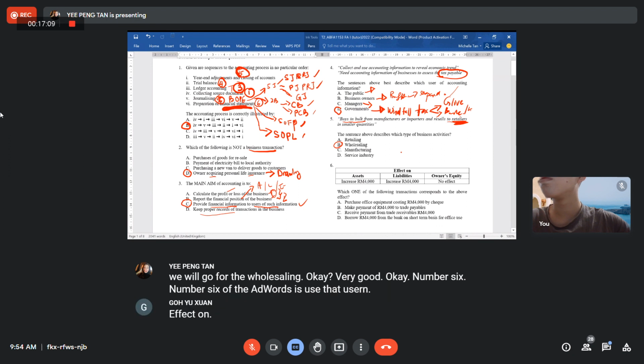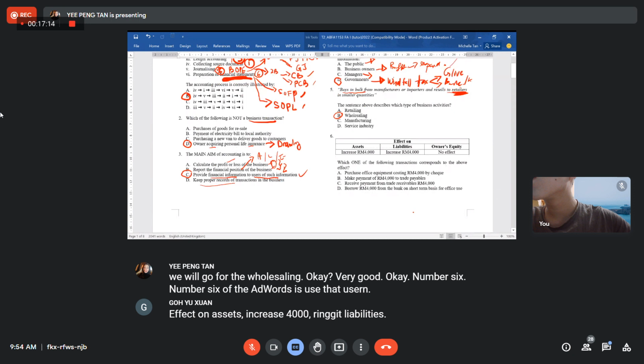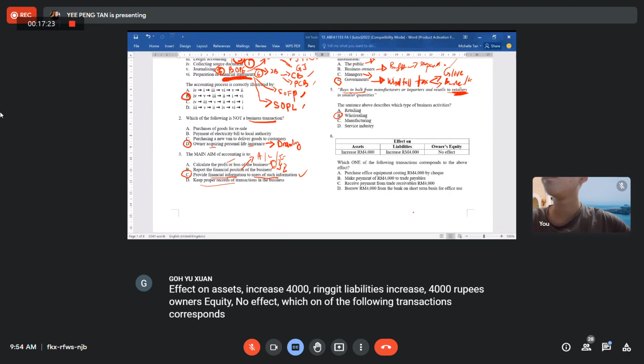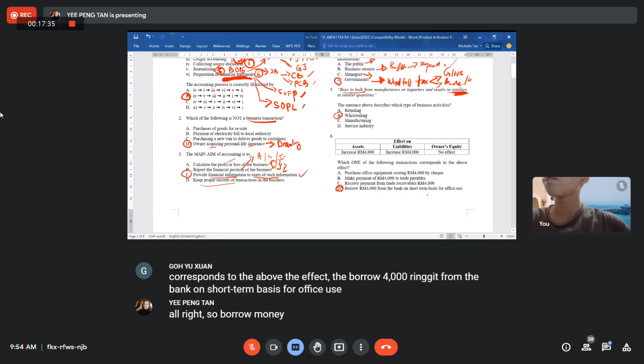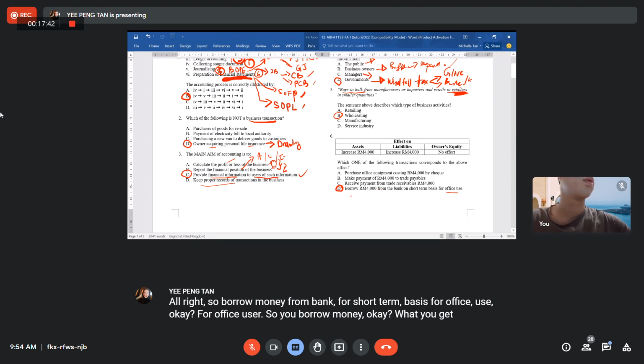Number six, after Edmund is Eugene. Effect on assets increase 4,000 ringgit, liabilities increase 4,000 ringgit, owner's equity no effect. Which one of the following transactions corresponds to the above effect? D. Borrow 4,000 ringgit from the bank on short-term basis for office use. So you borrow money from the bank on a short-term basis for office use. What do you get in return?